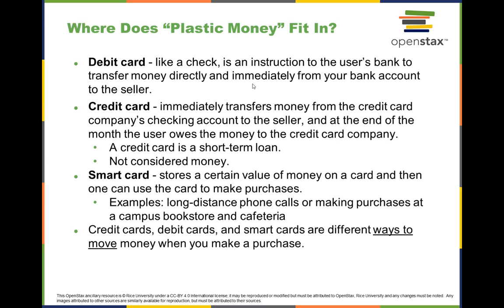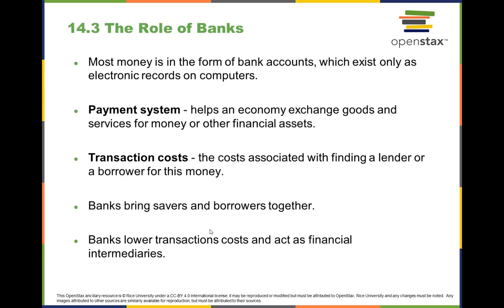And so there are other types of money: debit cards, which come directly from your checking account; credit cards, which are a revolving type of loan that's short term; and smart cards, which are for stores and store a certain value of money on the card, and then one can use the card to make purchases. You can buy those, for instance, at places like Giant Eagle.